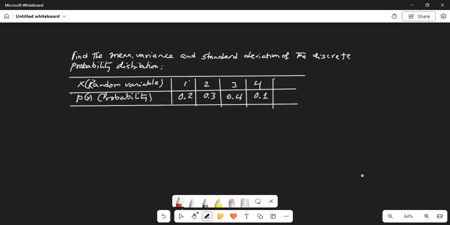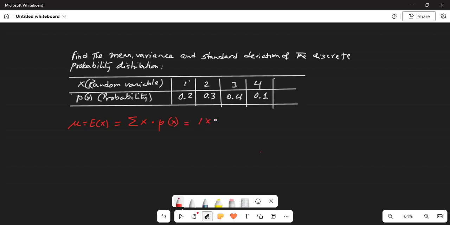So we are working with a discrete random variable whose values are given in the table and the corresponding probabilities. The first thing is to find the mean. The mean is equal to the expected value, which is the sum of x times p(x). That is each value of the discrete random variable multiplied by its corresponding probability.